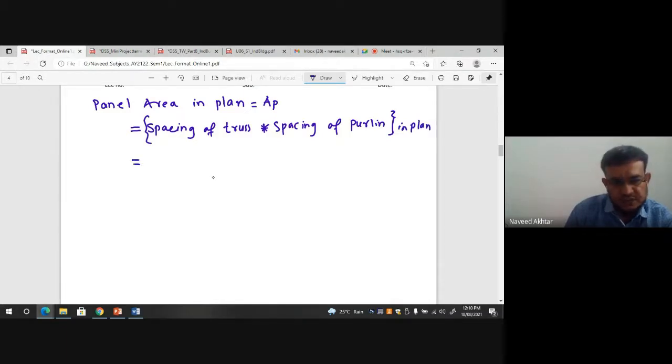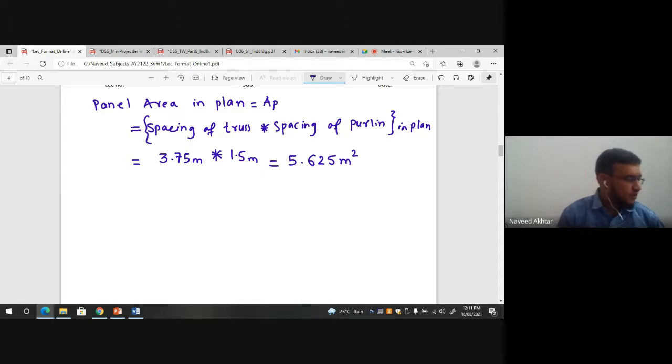So the spacing of truss in plan is 3.75 meter. Spacing of purlin in plan is 1.5 meter, because we have divided into 10 panels. Okay. So we have divided the truss into 10 panels, and that is what we are taking as the purlin spacing. If you multiply these two, then the plan area is 5.625 meters square. Okay. Now this is the plan area.